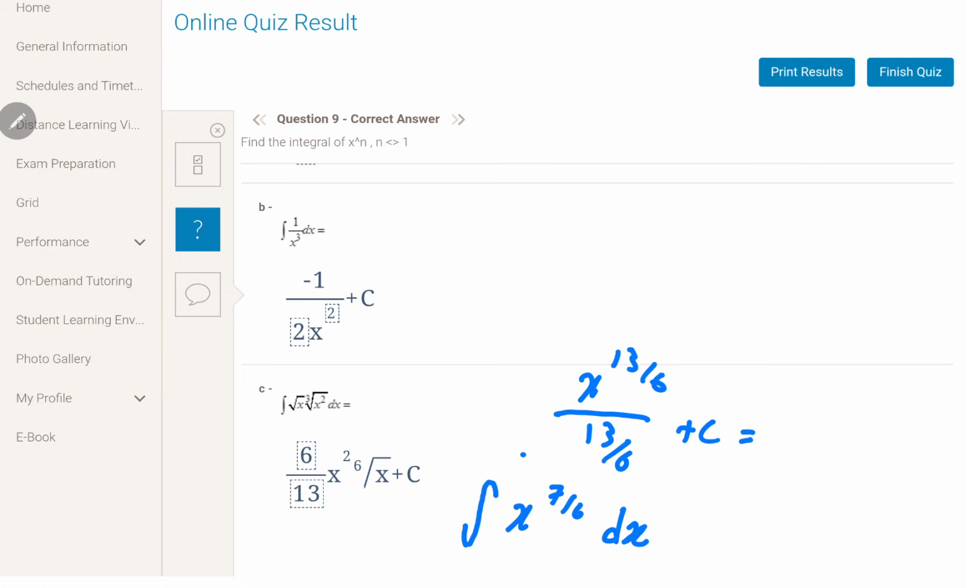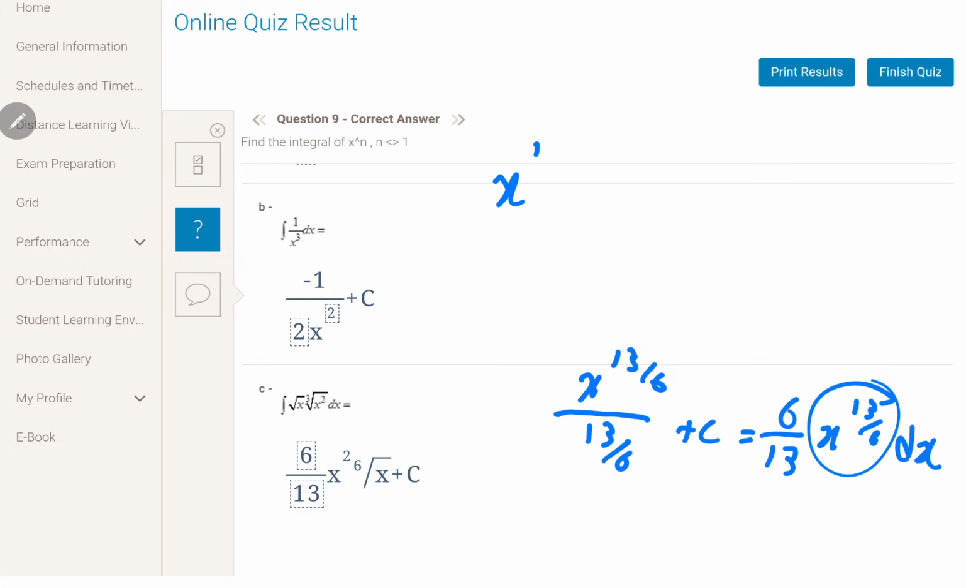Now this can be simplified. This is going to be 6 over 13, x to the power of 13 over 6. Okay, but they want it simplified more. So what does this mean? x to the power of 13 over 6 is equal to the 6th root of x to the power of 13.